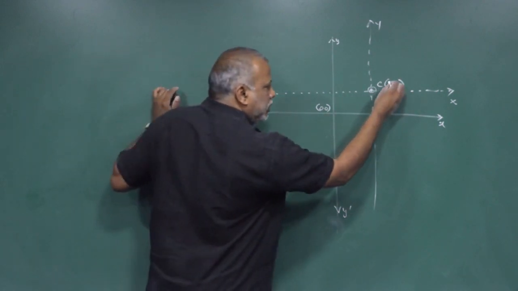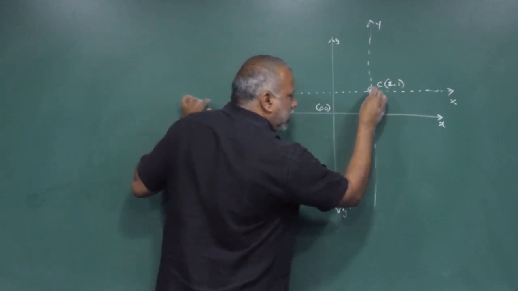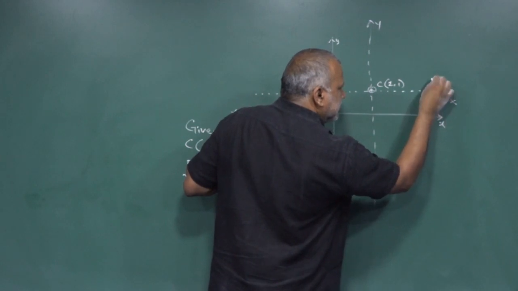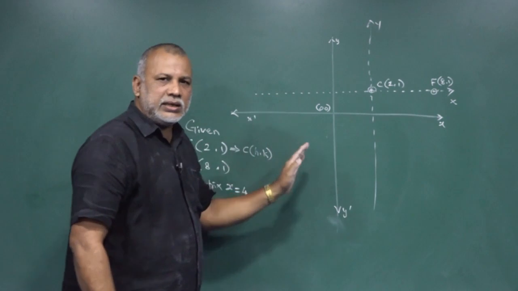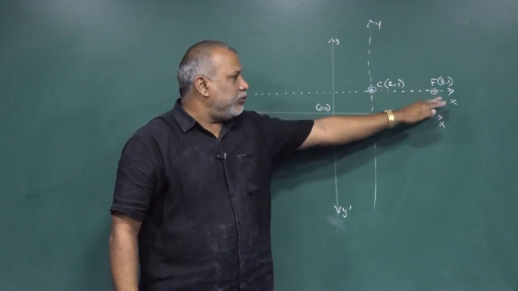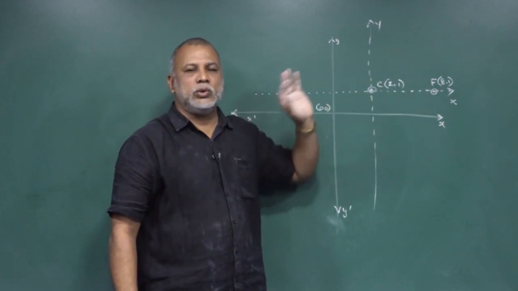Here we already denoted (2, 1). (8, 1) must be somewhere here only. Say this is F (8, 1). So the center is (2, 1), focus (8, 1). We are able to work it out.